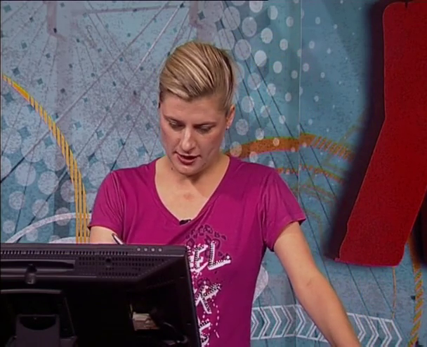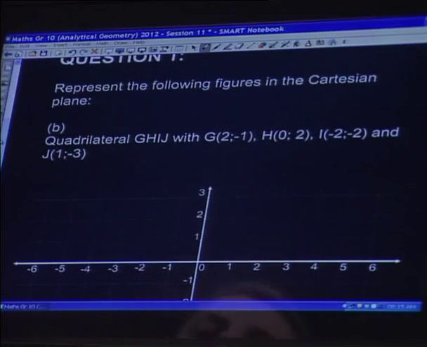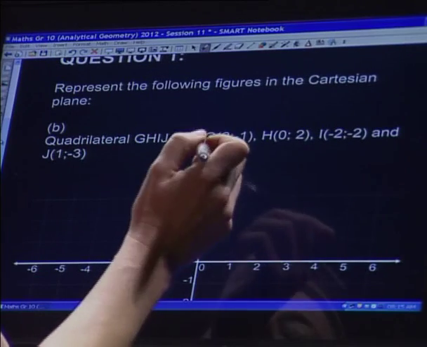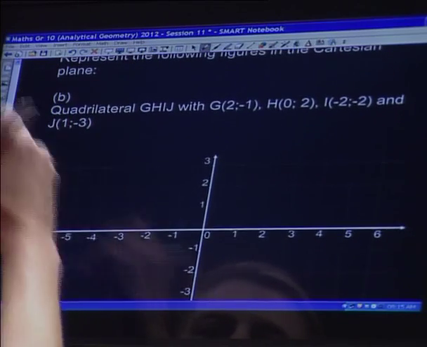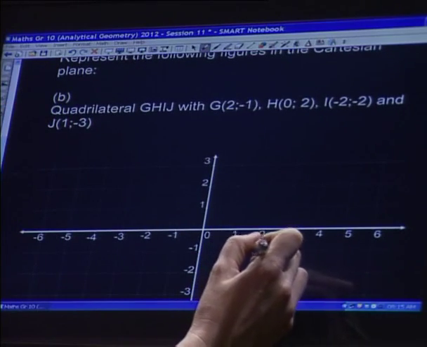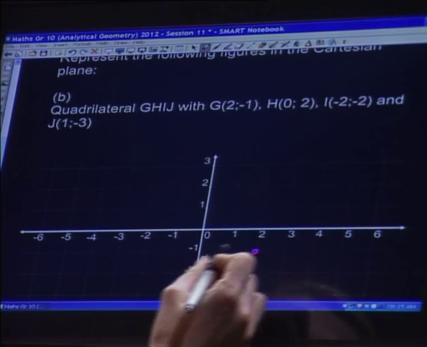Let's have a look at our next question. In our next question, we are again plotting points on the Cartesian plane, but this time we are plotting a quadrilateral. Our quadrilateral is any figure with 4 sides. So let's get right to it. The vertices of this quadrilateral is G. X is 2, y is minus 1. I will put that over there, 2 and minus 1.